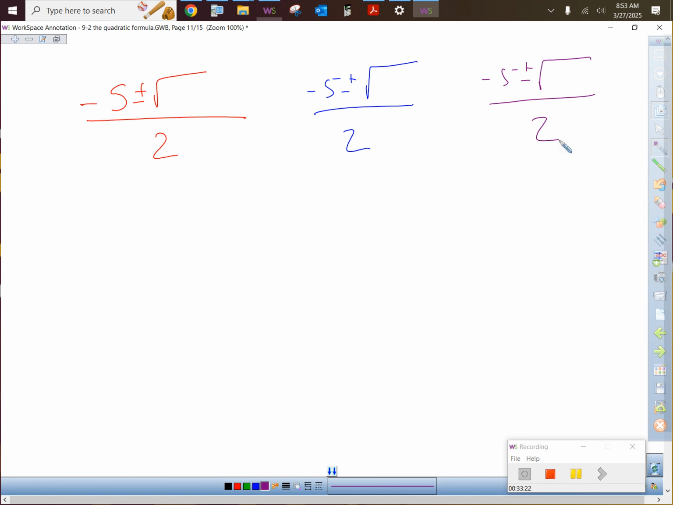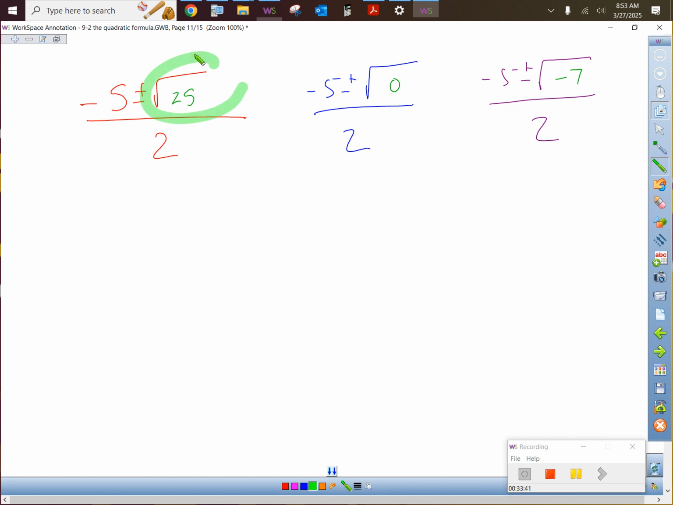I'm going to give you 3 different situations. Here, I'm going to make the discriminant be that. Does that sound all right? Here, I'm going to make the discriminant be that. And here, I'm going to make the discriminant be that. Does that sound all right? Tell me about this. What do you think?